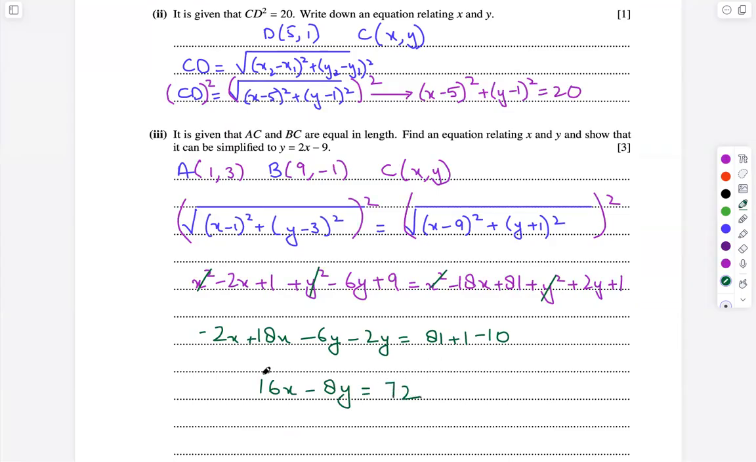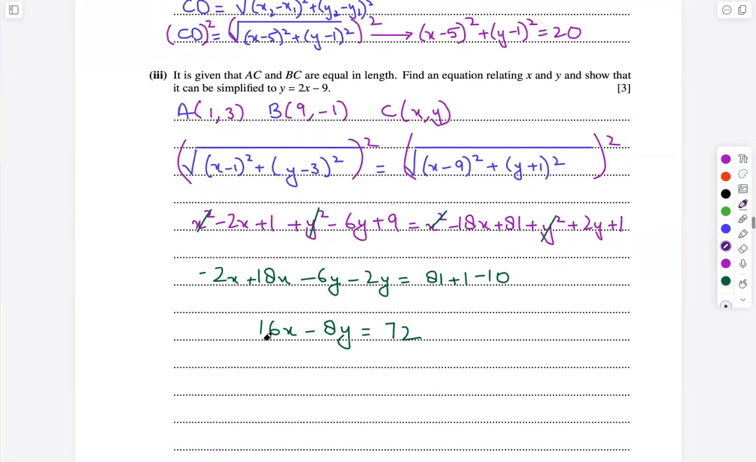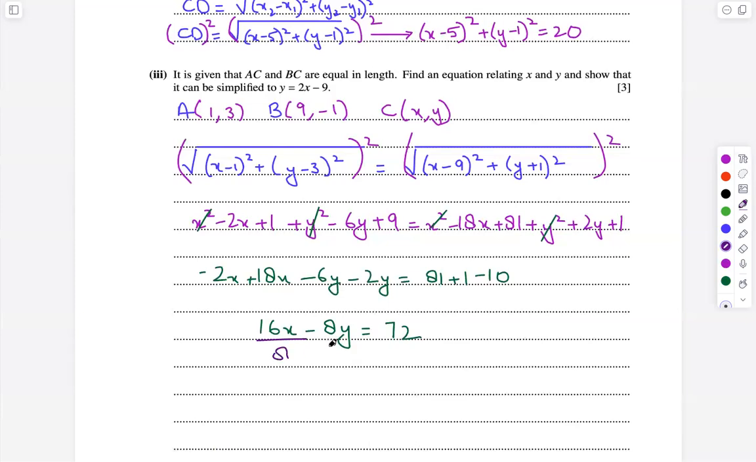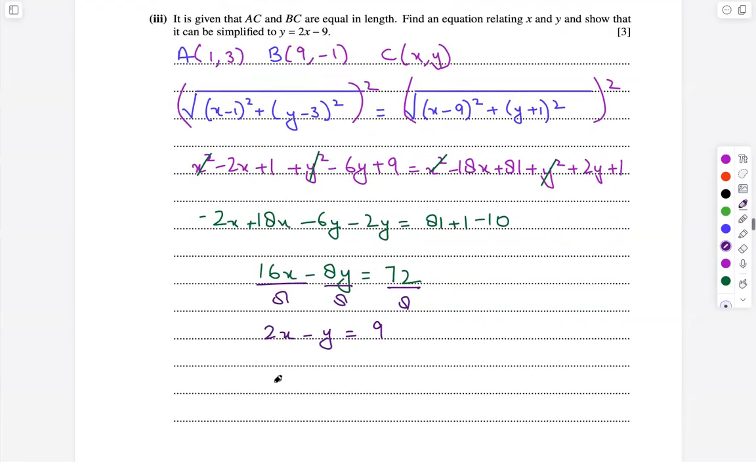And as we have to give it in the form y equals 2x minus 9, first we can divide the whole equation by 8. So 16x upon 8 will become 2x minus y is equal to 72 divided by 8 is 9. Taking y on the right-hand side, we can write the final equation as y equals 2x minus 9, as we had to prove in the question.